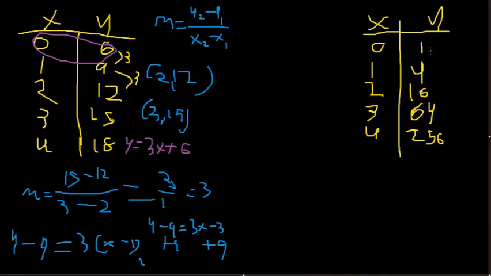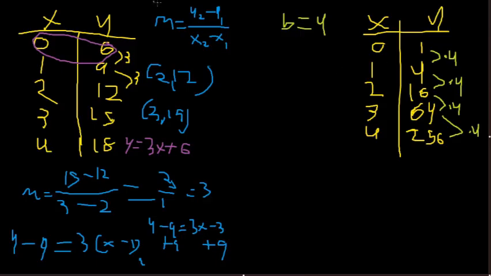So 4 divided by 1 is 4. So this is multiplied by 4. And 4 to 16, 16 divided by 4 is 4. So this is multiplied by 4. 64 divided by 16 is 4. So that's 4. 256, 4, and so on. So that means that b equals 4.